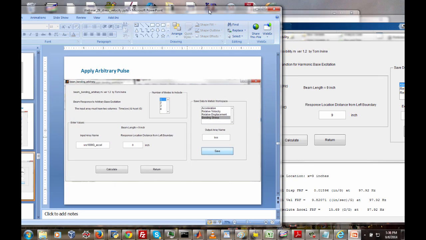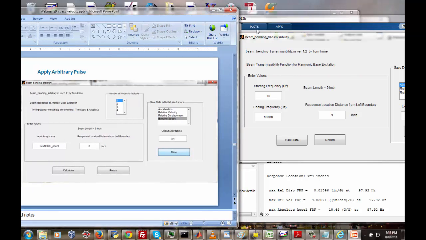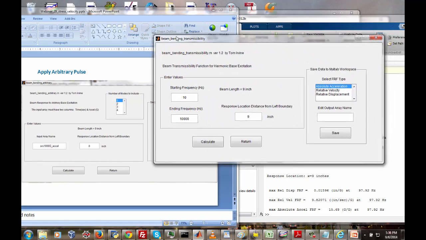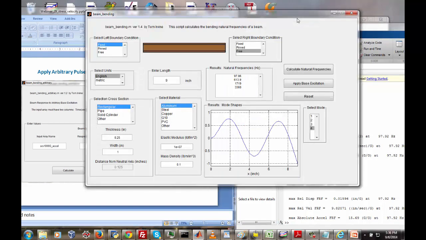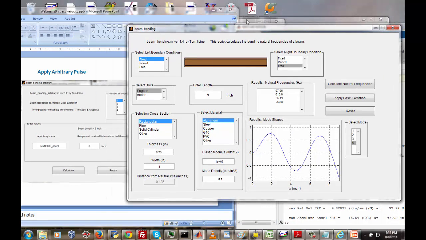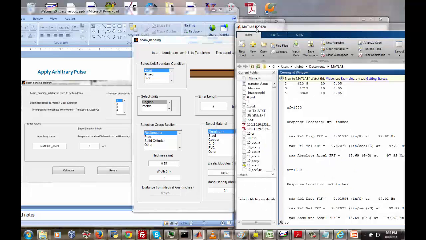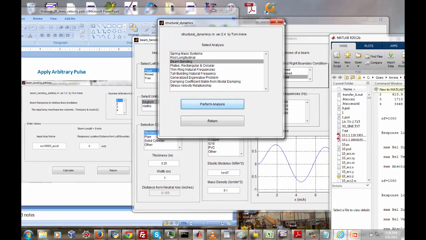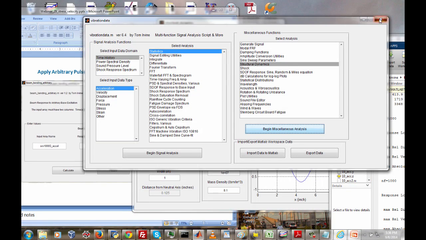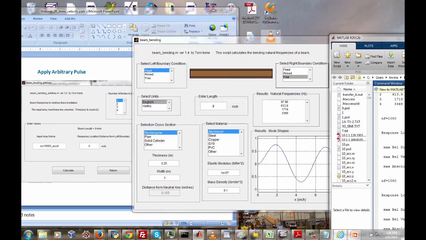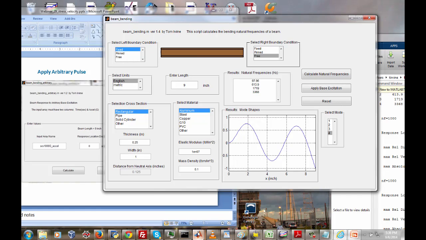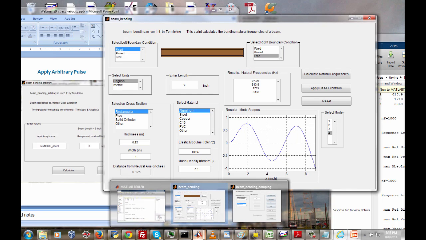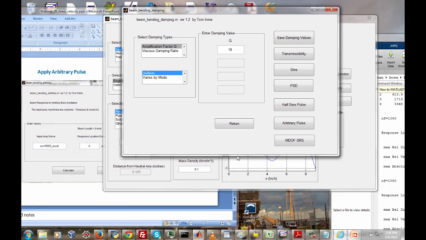Okay, so the next thing we're going to do is apply an arbitrary pulse. So it's going to be that shock pulse we talked about earlier. So I'm going to click out of the transmissibility function. And let's see where we need to go back to. And these dialogues kind of get overlapping with one another. I may have to go back. Let me just double check something here real quick. Let's see. Okay, this is where we need to go back to.